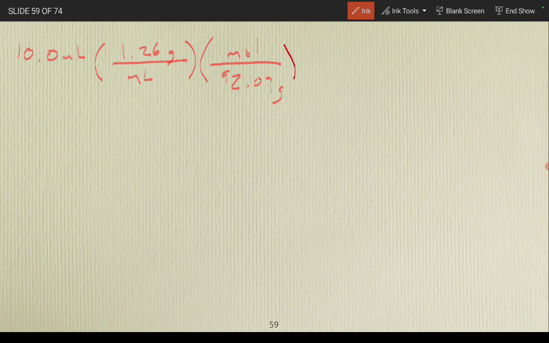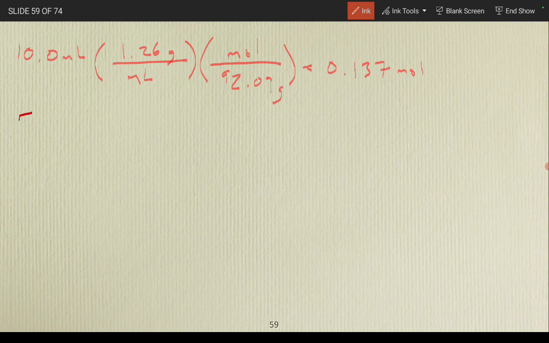So with the glycerol, we've got 10.0 milliliters. And then we can use that density again, 1.26 grams per milliliter. We can use the molar mass, 92.09 grams per mole. And we'll see that 10 milliliters of glycerin is going to contain 0.137 moles.